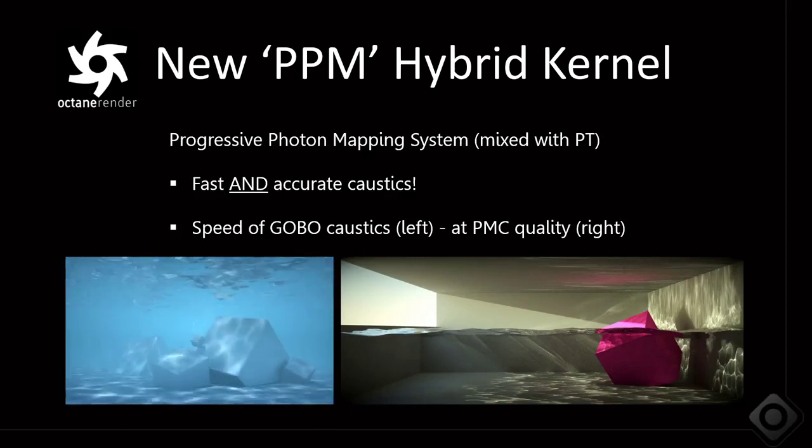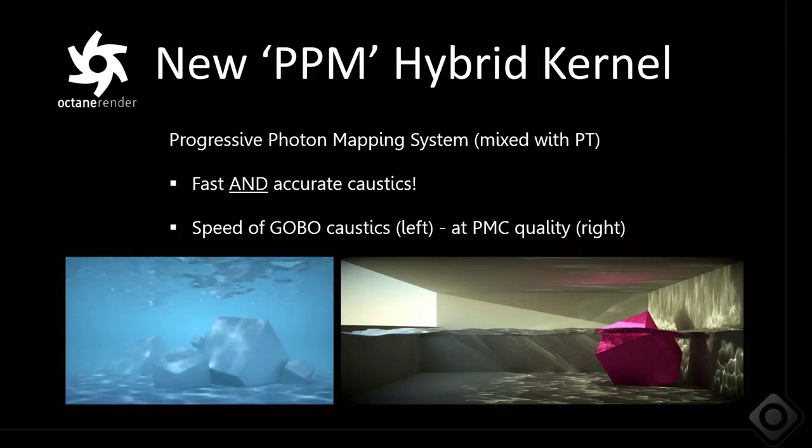And we want that in Octane. Right now, there's two ways you can do caustics in Octane. On the left, you're seeing a scene here that's using gobos with very clever shaders to give you caustic effects. It's very fast, but it is not accurate. It is not real caustics like we're doing on the right, which is using our PMC kernel, which is slower, but it gives you very accurate caustics.